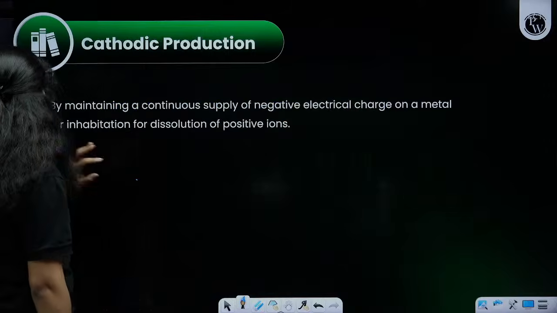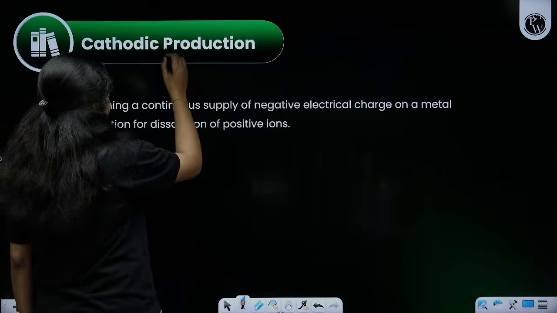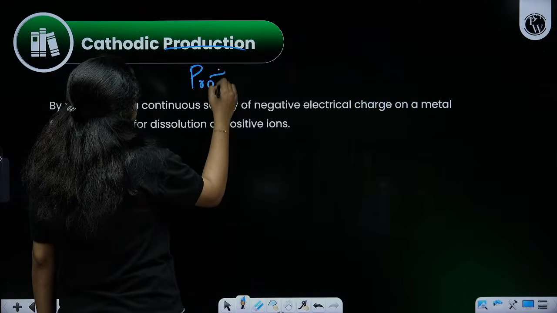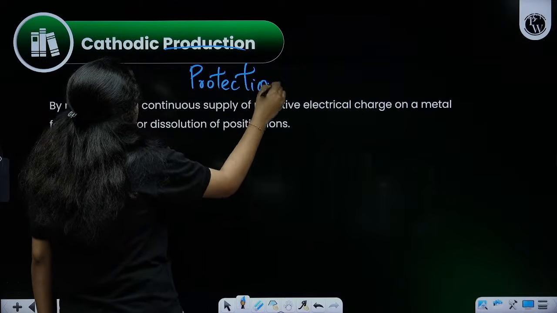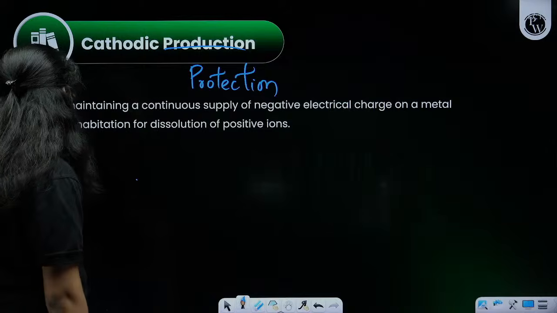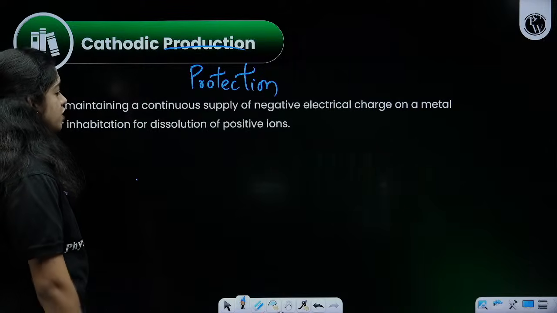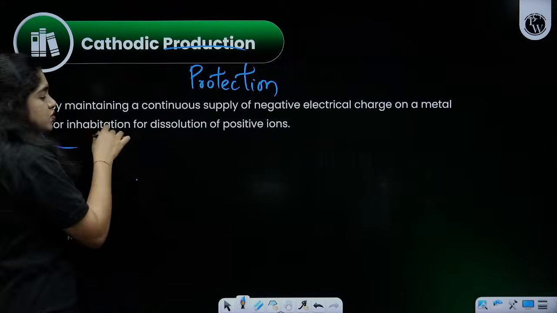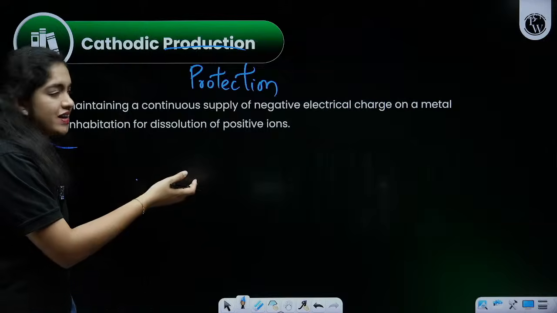Then the other one is cathodic protection. Cathodic protection: by maintaining a continuous supply of negative electrical charge on a metal for inhibition of dissolution of positive ions. These things, no need to read. It's like a NEET syllabus I have given here.